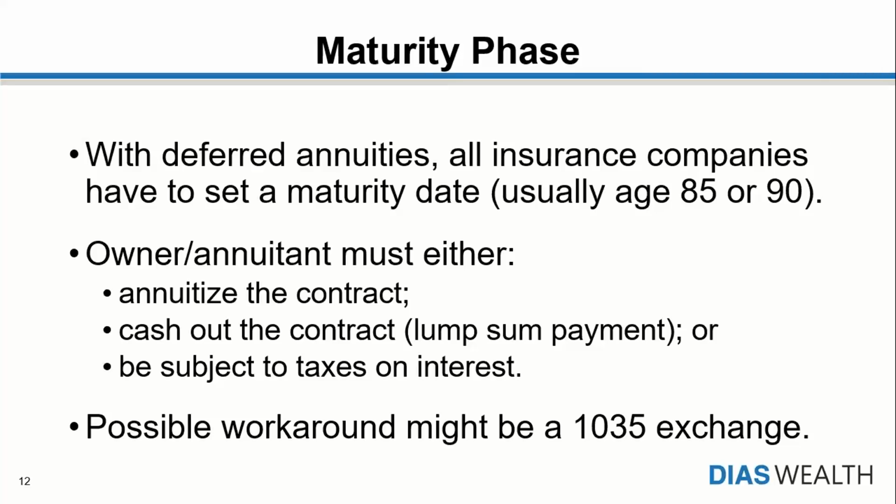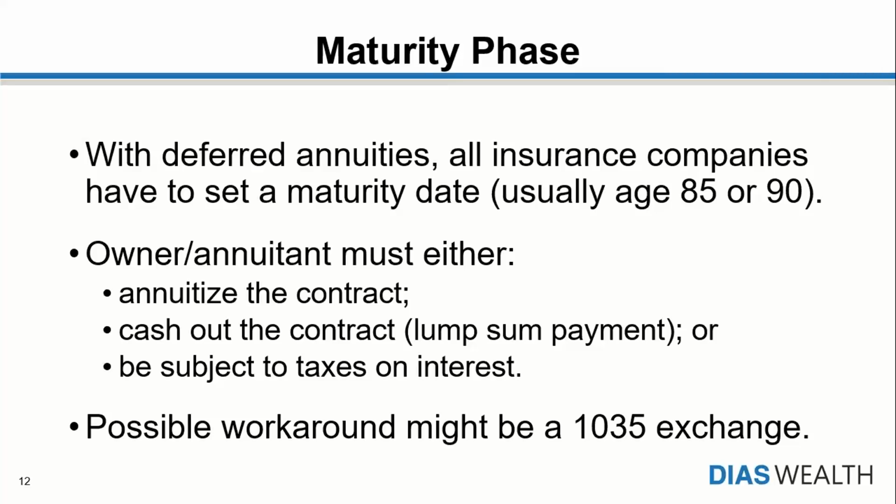And then, of course, you have the maturity phase. So again, usually age 85 or 90. These predominantly are on non-qualified annuities, because qualified annuities, so IRA annuities, have required minimum distributions. So if your clients were already 70 and a half before the Secure Act went into effect, or age 72. So the owner annuitant must either annuitize the contract, cash it out in a lump sum, or be subject to taxes on interest. But the workaround is a 1035 exchange.